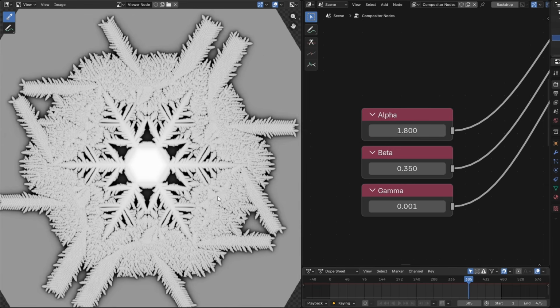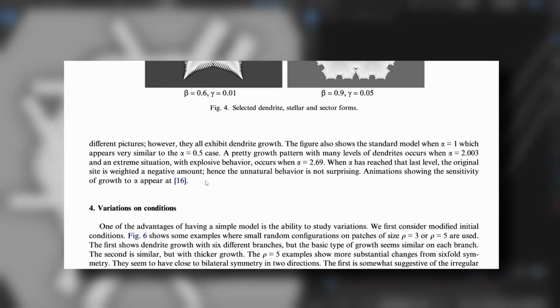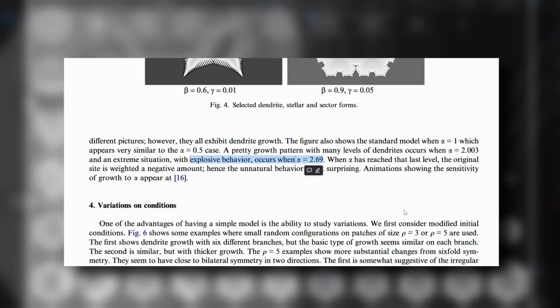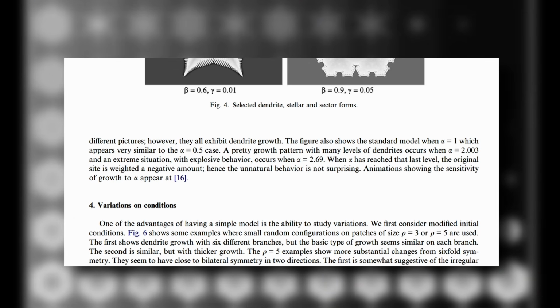I'm not sure why this is, and the paper that first laid out the model offered no explanation, so if you have any idea why this specific value matters, please leave a comment below.